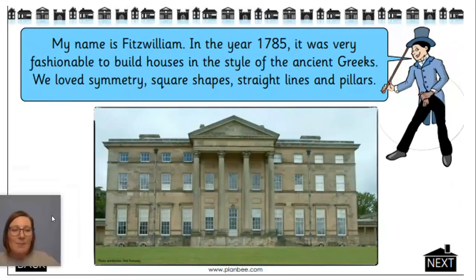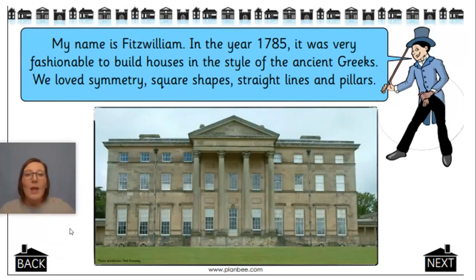So here is Mr. Fitzwilliams. It's the year 1875, and it was very fashionable to build houses in the style of ancient Greeks. They loved symmetry, square shapes, straight lines, and pillars. Now, often you see lots of stately homes that look like this, and they have lots of windows, and it always does look symmetrical. So it's the same on one side to the other side.